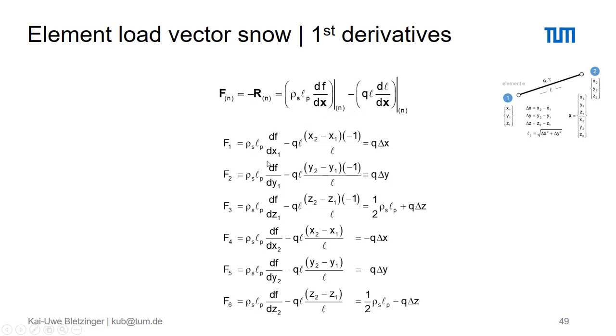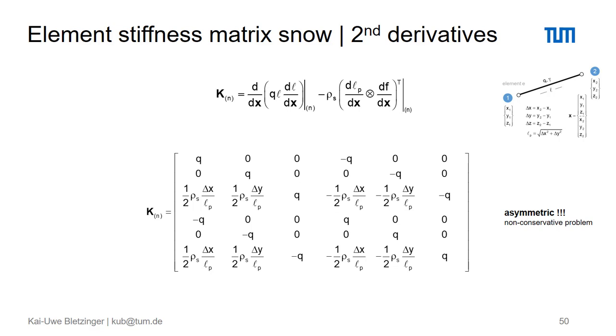And you see it's in principle very similar to what we have seen for the weight. Here is the difference, the density of the snow and the respective projected length. And again, the snow only contributes to the third and to the sixth load component, actually these directions z in which the snow load is acting. Taking again the derivative of the residual force vector, we arrive at the second derivatives, which are the entries into the stiffness matrix, again the contributions of the force density, and here the contributions of snow.